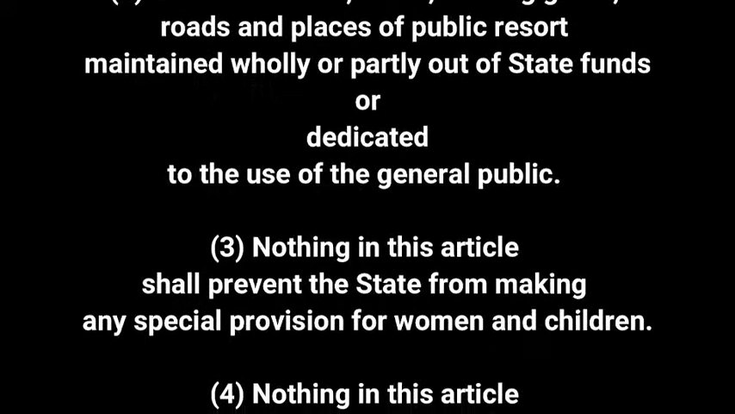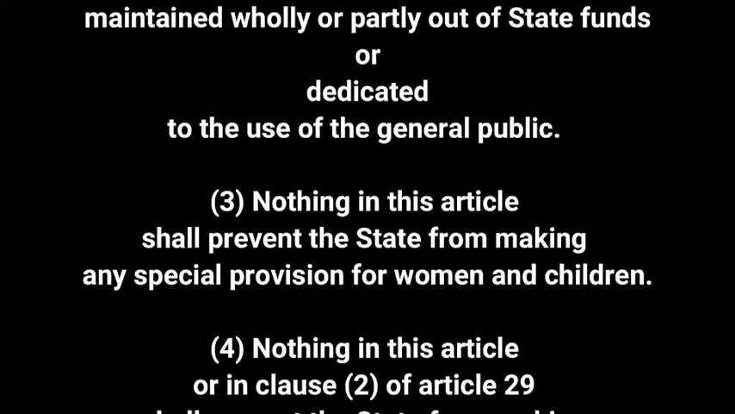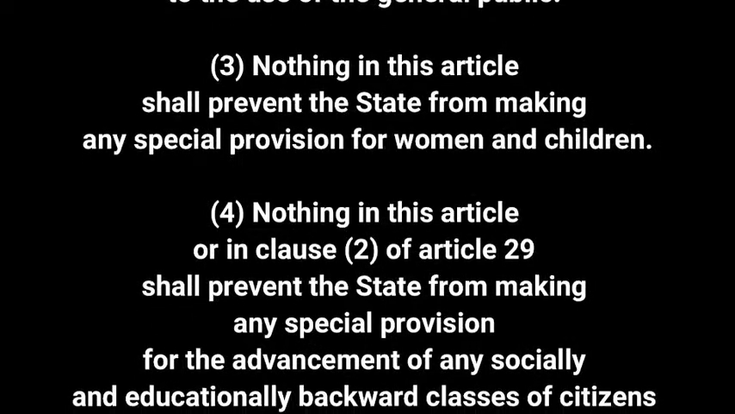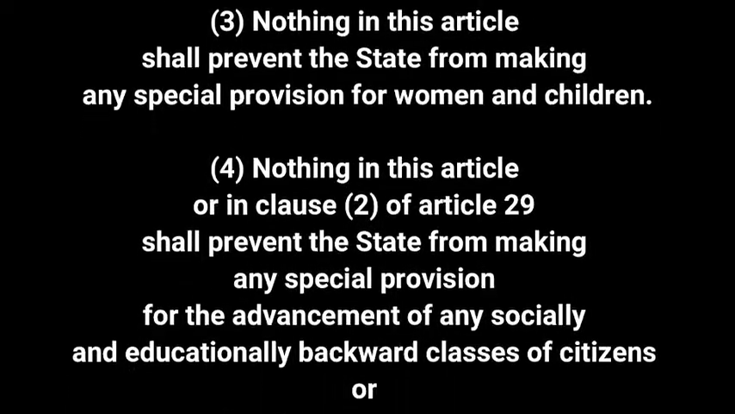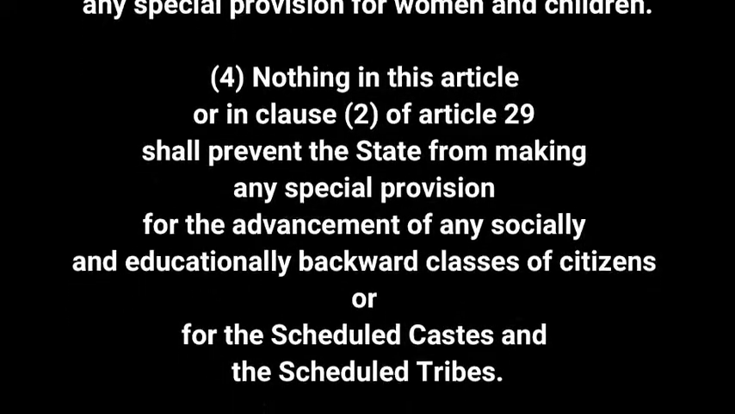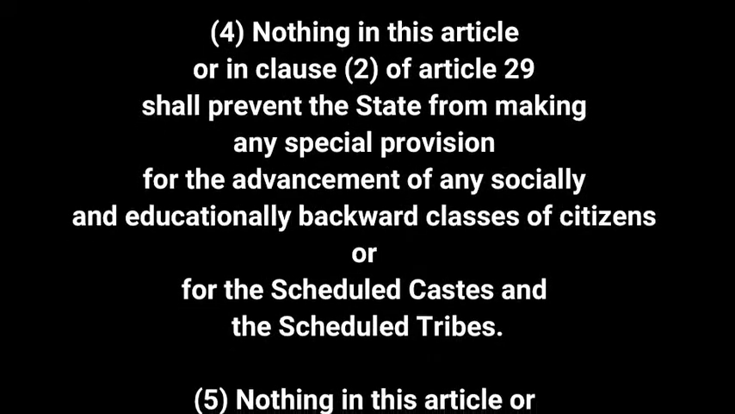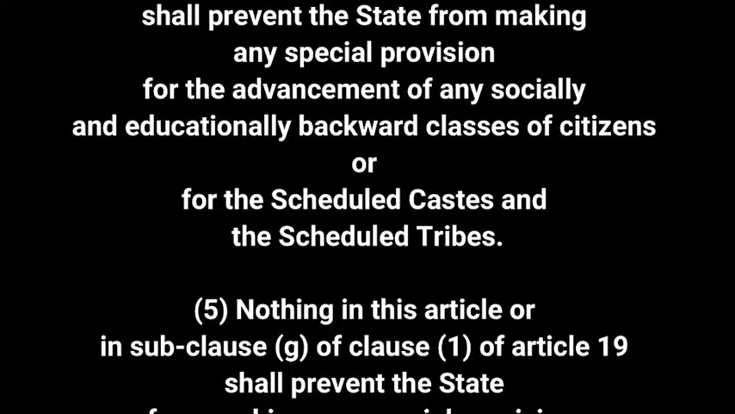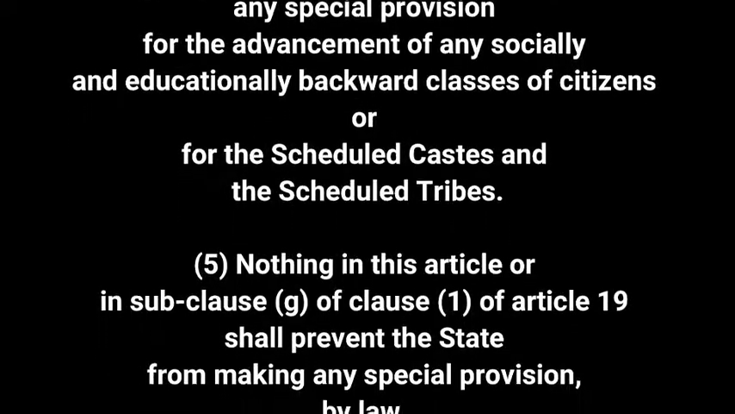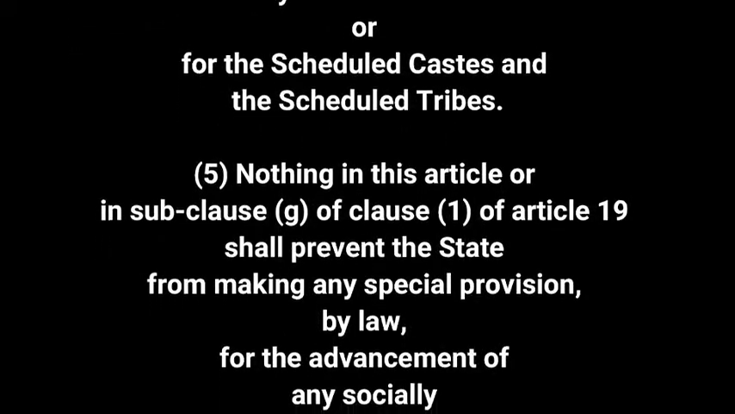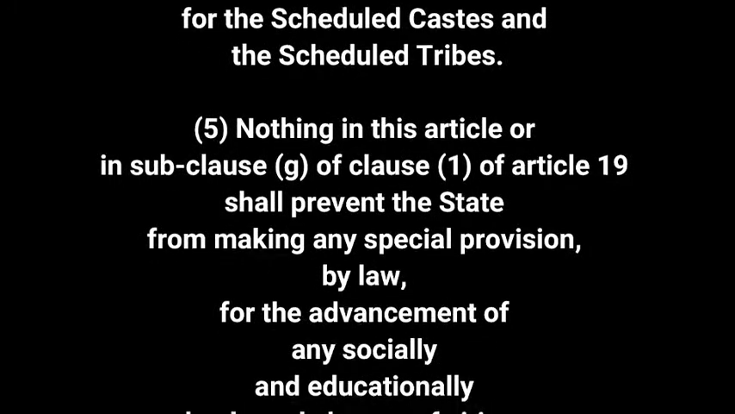Nothing in this article shall prevent the state from making any special provision for women and children. Nothing in this article, or in Clause 2 of Article 29, shall prevent the state from making any special provision for the advancement of any socially and educationally backward classes of citizens, or for the scheduled castes and the scheduled tribes.